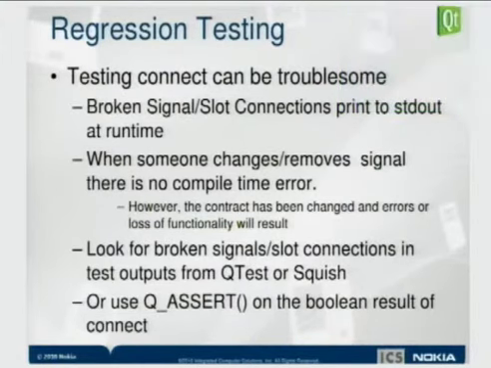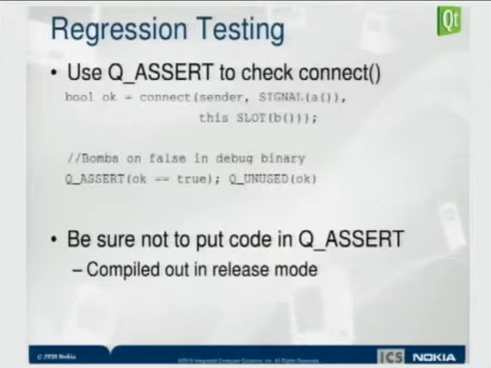So there's a couple of things you can do. First of which is you could use the output of QTest or Squish, and you could grep it for bad signal and slot connections, because those are going to appear in the standard output of the tests. The other thing you can do is, if you want to have a broken signal and slot just simply crash in debug mode, you can use QAssert, because connect actually has a return type, a Boolean return type. And you can check this to find out if the connection actually worked.